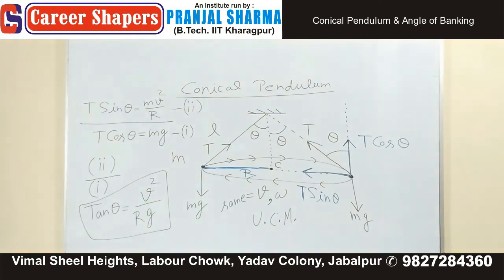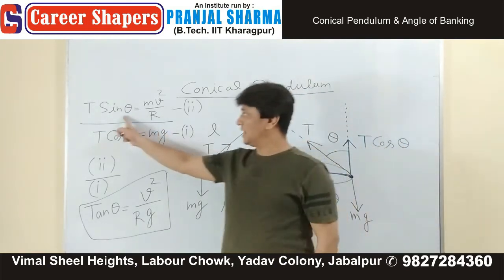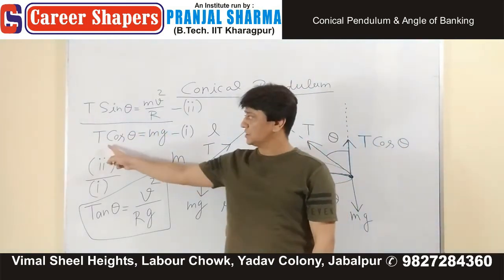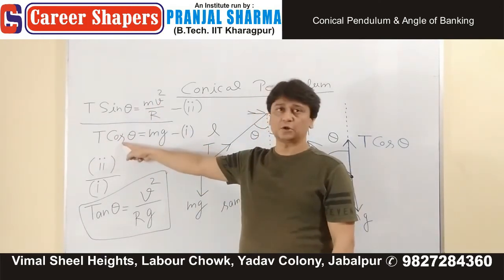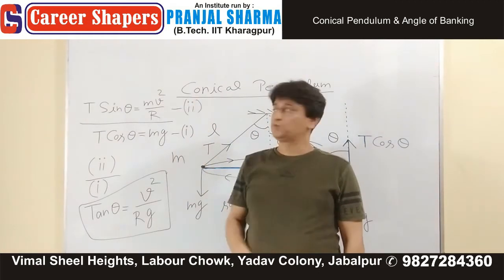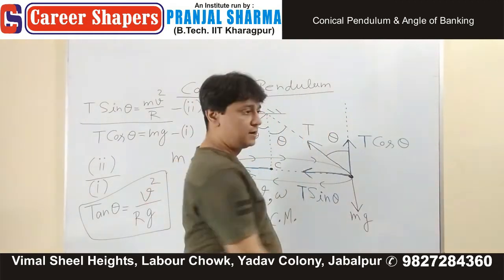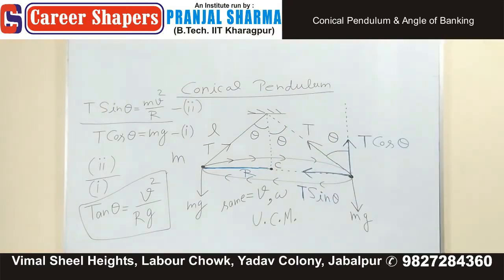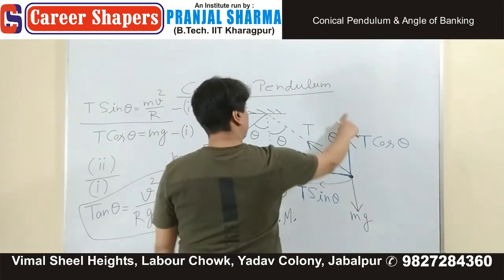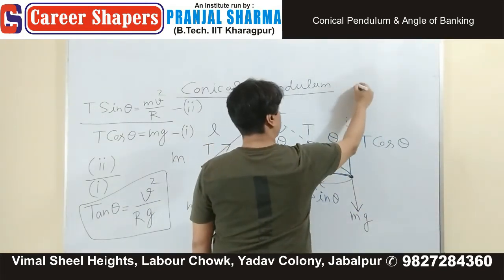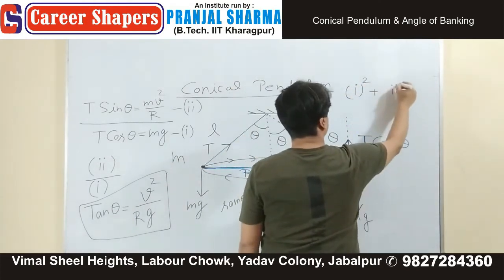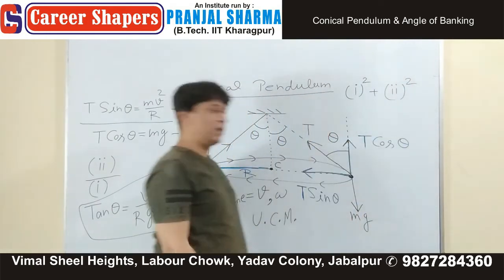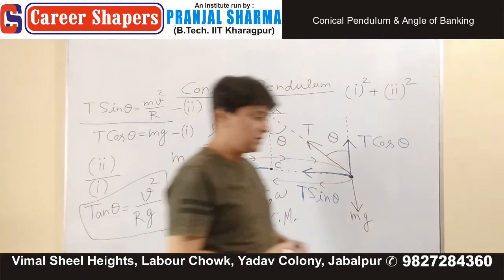Good, that's the answer. If you square this term, and if you square this term, and then you add these, what is sine square theta plus cos square theta? 1. This way you can get rid of theta and write down like this: equation number 1 square plus equation number 2 square. Add the equations, square the equation and add them.